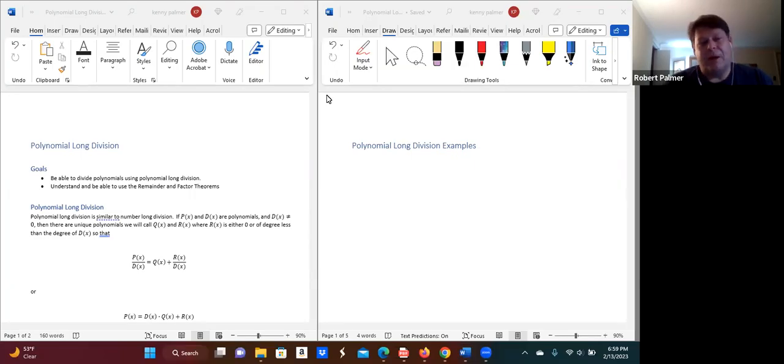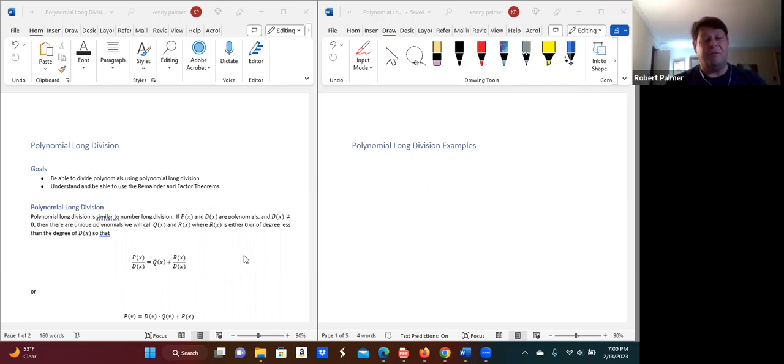Hello everyone, welcome back. So today we'll learn how to do polynomial long division. Our goal is to be able to divide polynomials that way, and then also be able to use and understand what I call the remainder and factor theorems. We'll explain those as we go. So let's talk about polynomial long division.